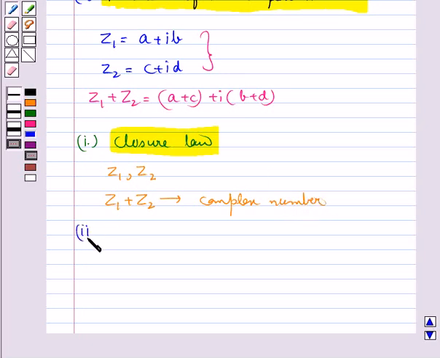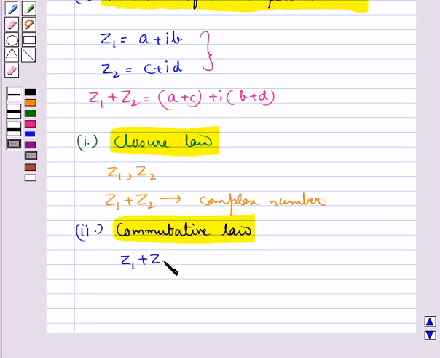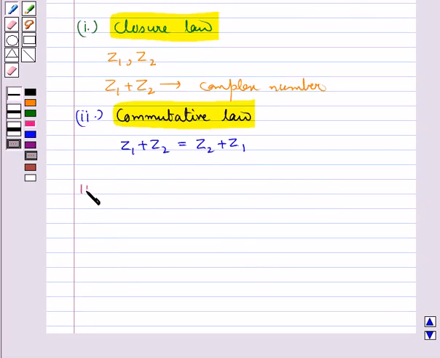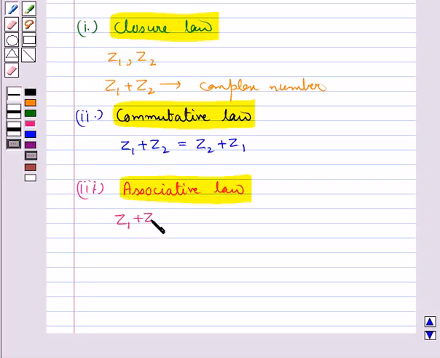The next property is the commutative law, according to which for any two complex numbers z1 and z2, z1 plus z2 is equal to z2 plus z1. Next is the associative law, which says that for any three complex numbers z1, z2, z3, z1 plus z2 plus z3 is equal to z1 plus z2 plus z3.